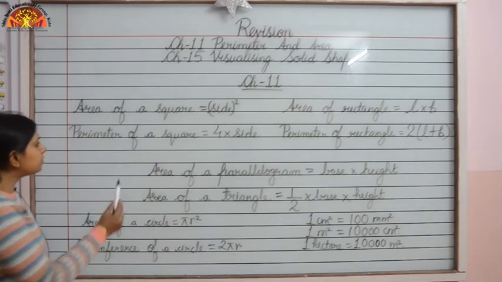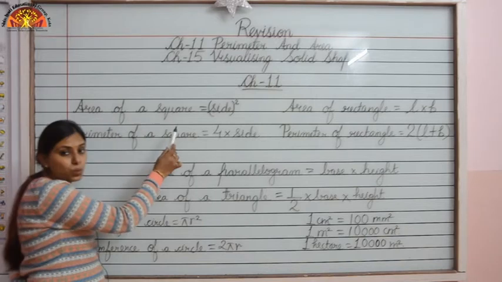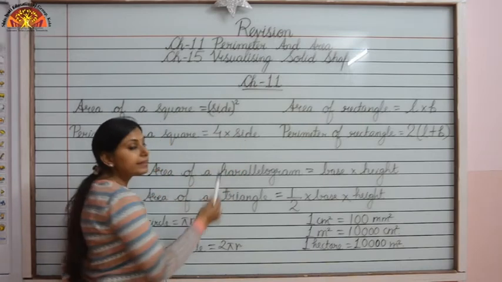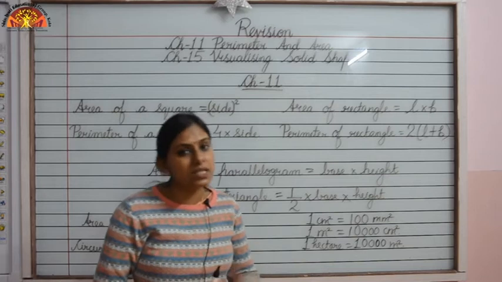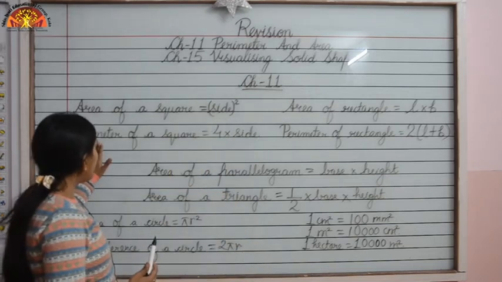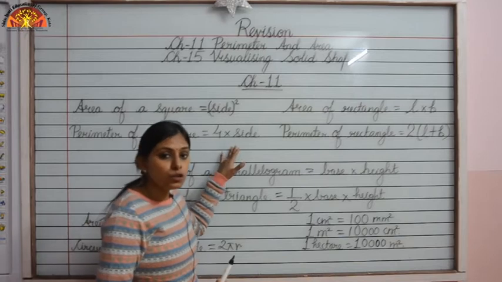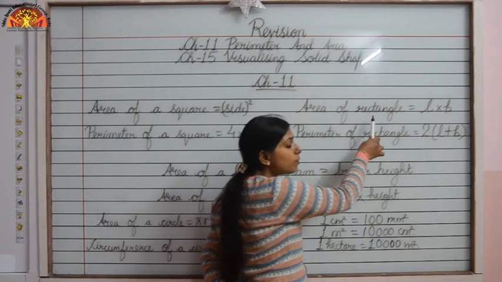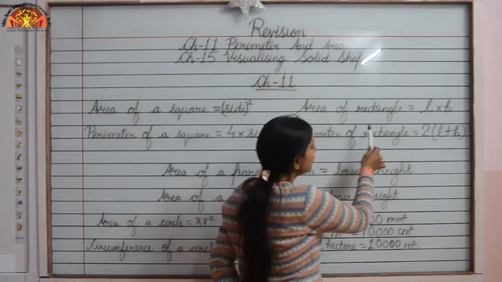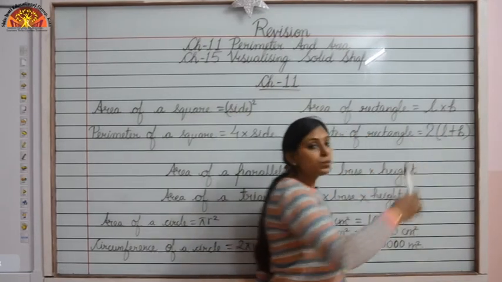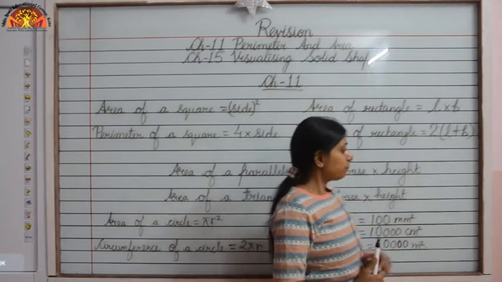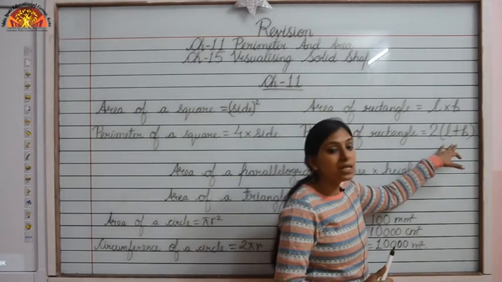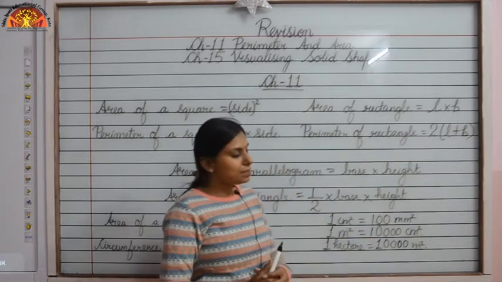So children, as you know, area of a square is equal to side square, or we can say that area of a square is equal to side into side. Then perimeter of a square is equal to 4 into side. Is it clear? Now the next one is the rectangle. Area of a rectangle is equal to L into B, that is length into breadth. Perimeter of a rectangle is equal to 2 into (L plus B), that is 2 into (length plus breadth).